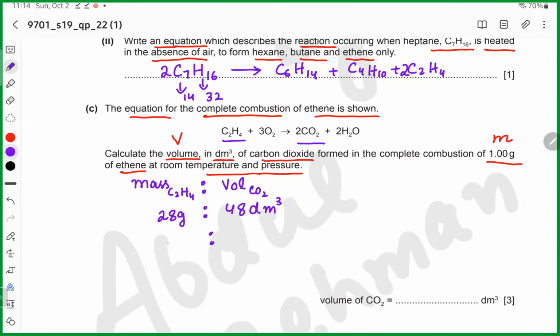Okay. Now they have given us the mass used during the reaction, which is 1 gram, and now you have to find the volume. So that must be x. If I solve for x, it must be 1 multiplied by 48 and divided by 28. So can anybody solve and tell me the answer? 1.7. Okay, 1.7 dm cube. Is this clear to everyone?